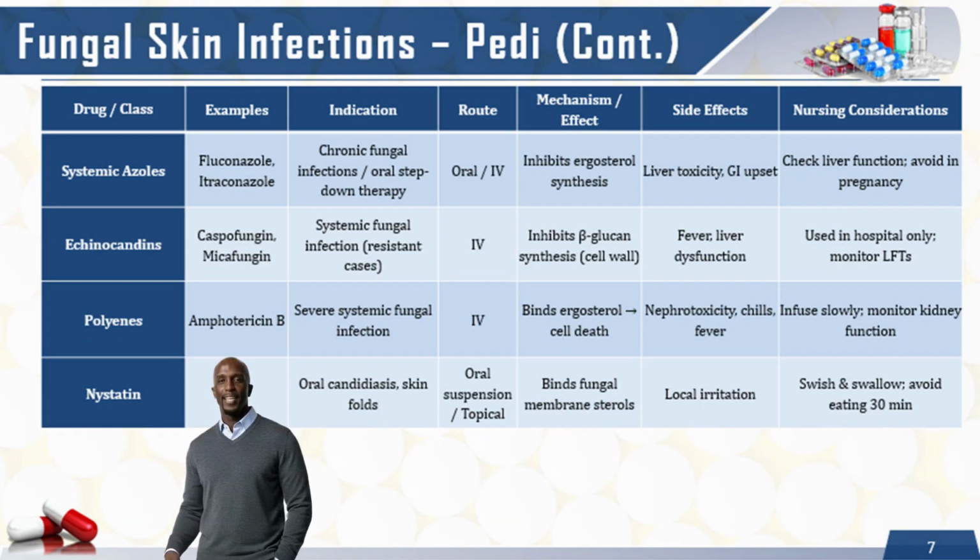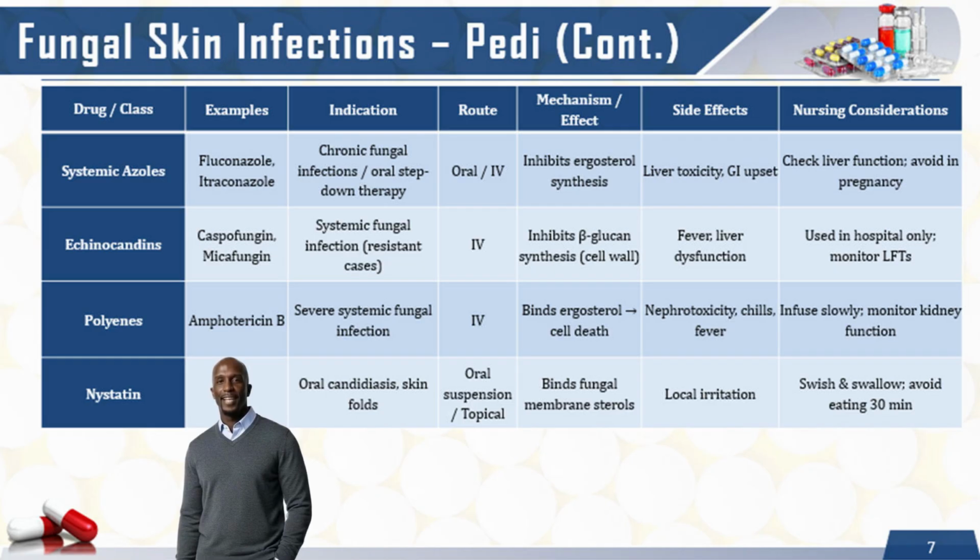Here we have medications for more severe or systemic fungal infections. Systemic azoles such as fluconazole and itraconazole are used for chronic or step-down therapy. Their mechanism is inhibition of ergosterol synthesis. Side effects include GI upset and liver toxicity, so it's important to check liver function and avoid use in pregnancy.